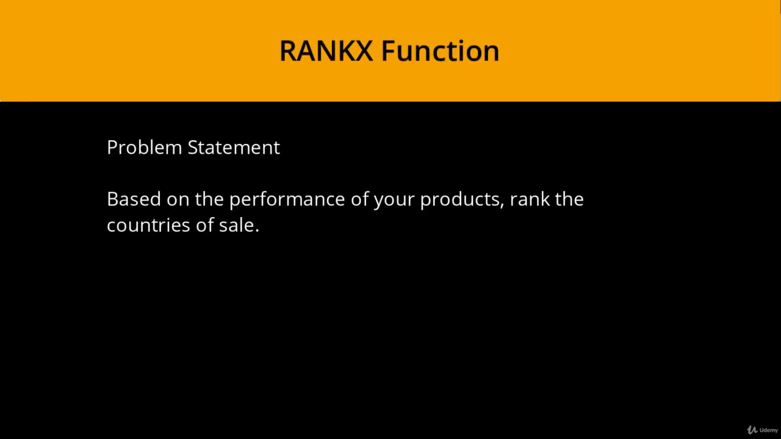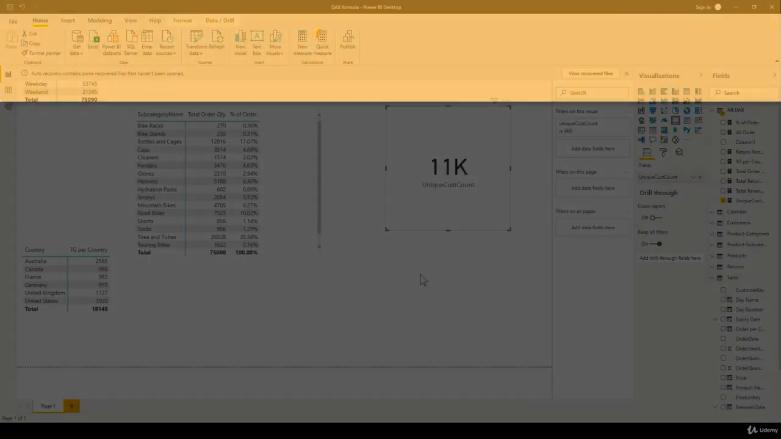Problem statement. Based on the performance of your products, rank the countries of sale. So in this demo, we will be looking into the RANKX function. For example, if I analyze my sales on a monthly basis for a particular region, zone or country, how do my products rank? How do I rank my products based on their performance?